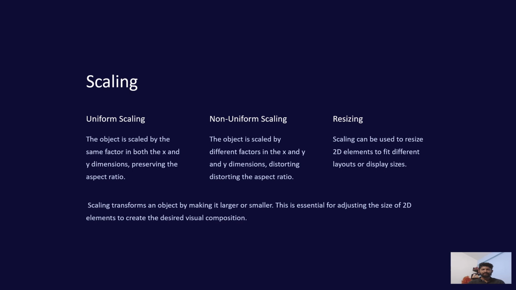So now about scaling. Uniform scaling. The object is scaled by the same factor in both the x and y dimensions, preserving the aspect ratio. Non-uniform scaling. The object is scaled by different factors in the x and y dimensions, distorting the aspect ratio. Resizing. Scaling can be used to resize 2D elements to fit different layouts or display sizes. Scaling transforms an object by making it larger or smaller. This is essential for adjusting the size of 2D elements to create the desired visual composition.